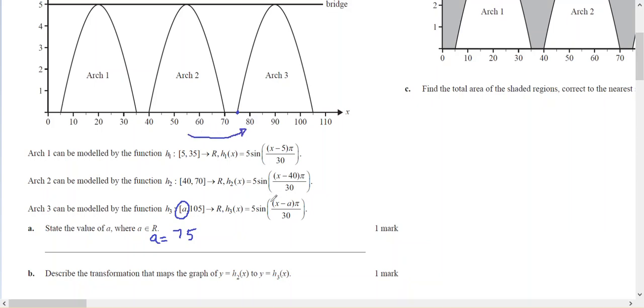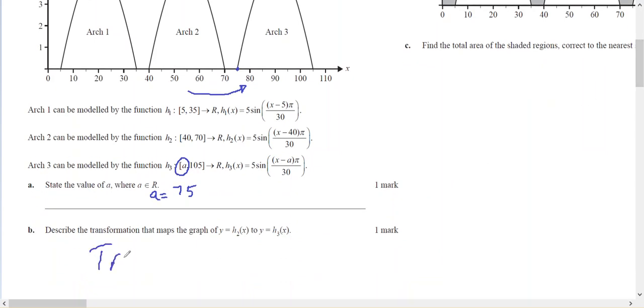And in part B, describe the transformation to H2 to H3. We're moving 35 units to the right. So the transformation, translate 35 right.